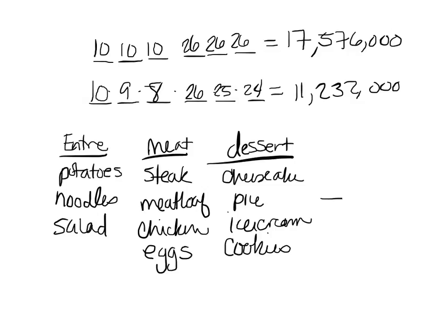We've got 3 events. We've got the entree, the meat, and the desserts. For our entree, we have 3 possibilities. For the meat, we have 4 possibilities, and for dessert, we have 4 possibilities. So as we multiply that out, we're going to have 48 different meals that we could make with that. Okay, the last thing I want to talk to you about is factorial.